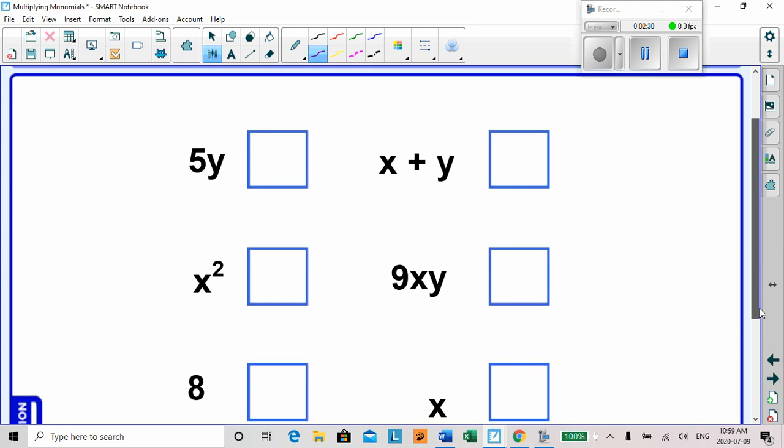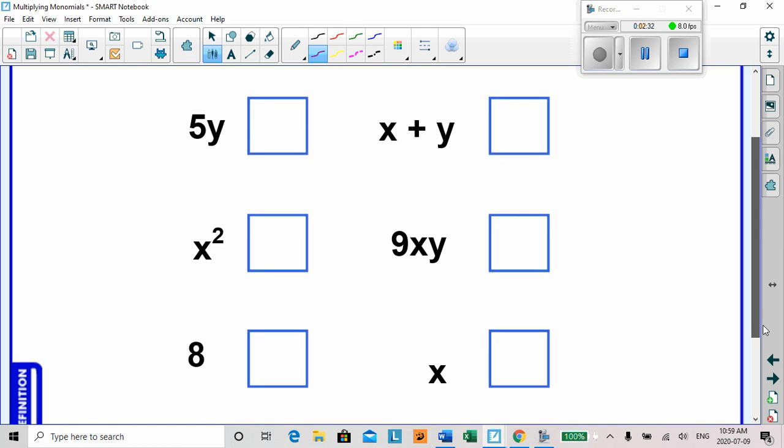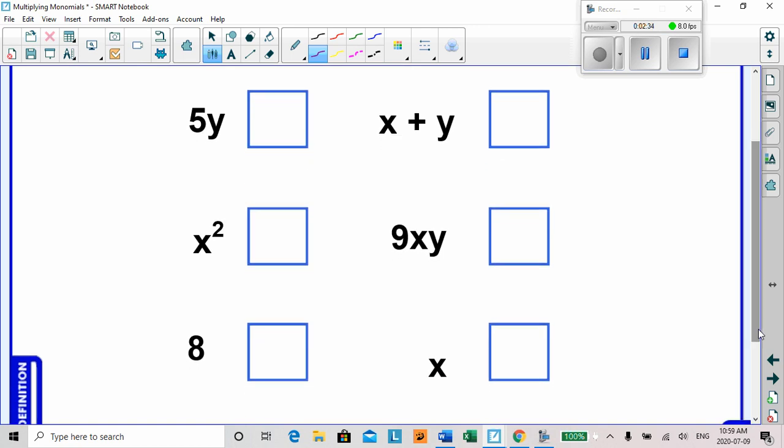What I'd like you to do now is look at these 6 expressions and tell me which one is not a monomial. If you need to pause the video, pause it and think about it, and then come back and see if your answer was right.